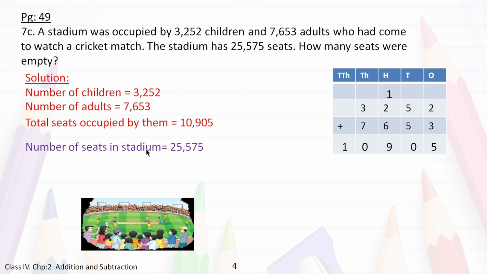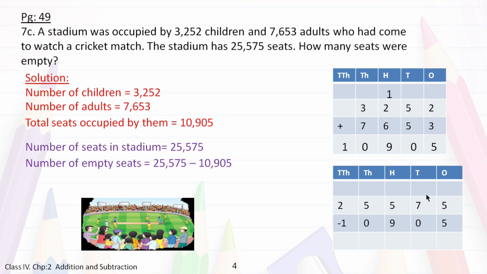Number of seats in the stadium, 25,575. And the total number of empty seats you will find out by subtracting 10,905 from 25,575. This is the minuend, this is the subtrahend, and the difference is known as the sum. And here in addition you have two addends. Yes? So coming to the subtraction part, in the place value chart, we will have 5 minus 5 will give me 0. 7 minus 0 will give me 7.